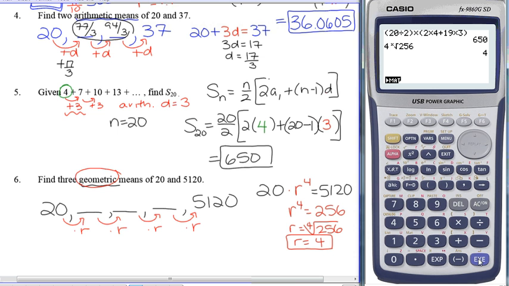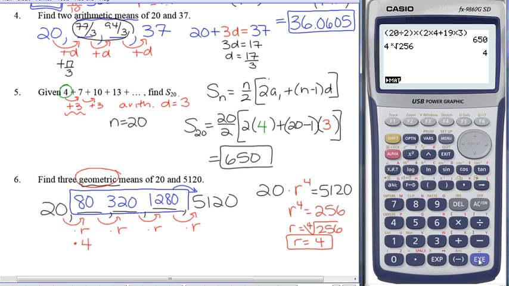so now I just need to fill in the missing parts. If I had multiplied by 4 each time, 20 times 4 is 80. 80 times 4 is 320. 320 times 4 is 1,280. And then just to double check, does that times 4 equal 5,120? Yes, it does. So you know that those are my 3 geometric means.